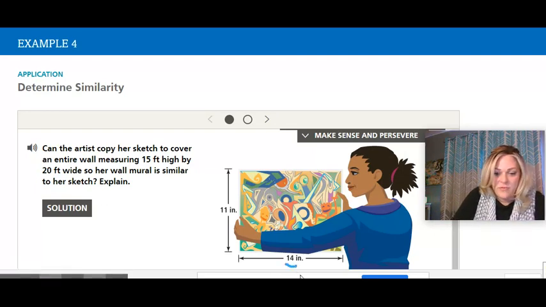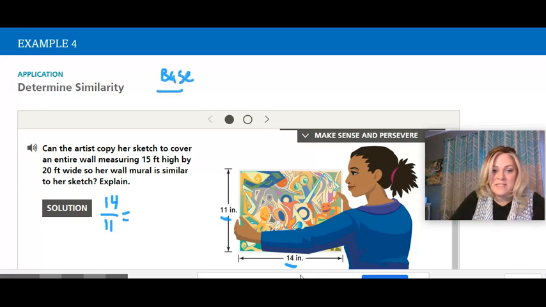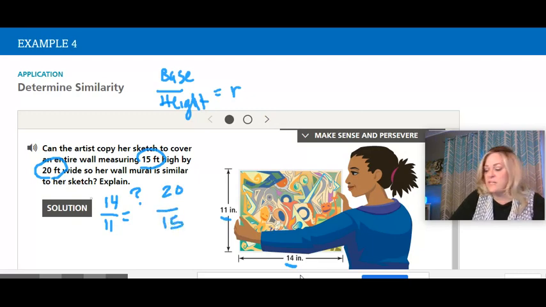If I have 14 by 11, I need to know what that scale factor is, considering my base to my height. Remember, I said you can change the ratios in another video as long as you're consistent. So I'm going to say base to height. That's going to be my scale factor. I'm comparing within the figure. So if I take 14 and 11, I need to figure out if that's going to be the same as, I'm going to take the longer side, so that would be the base, and the height would be 15. Is that the same as 20 over 15? And even though one is in inches and one is in feet, I can still do this math.